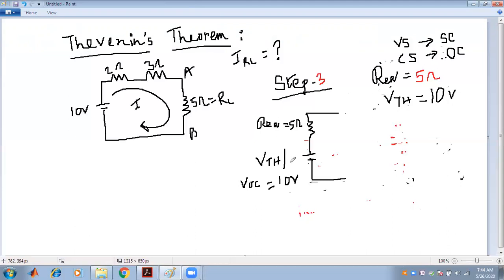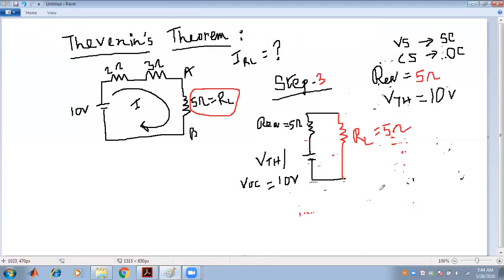It is followed by the resistance at which we have to measure the current, that is the RL, the 5 ohm given in the circuit. It will be connected in series with the R equivalent. So this is the RL that was omitted previously, or made open circuited. The 5 ohm will be connected in series with the R equivalent.